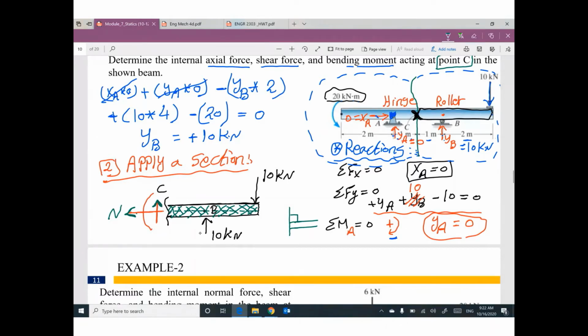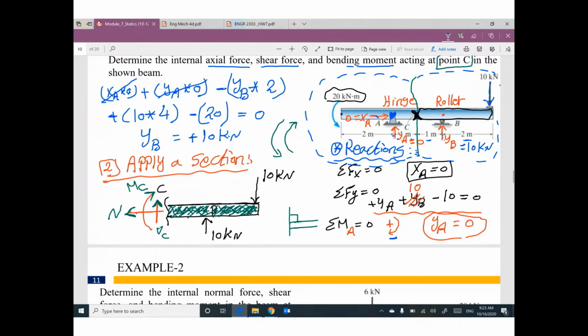V at C. The moment, I'm gonna assume this moment like this or like this. Your moment must make this part of the beam smile. It will be like this. MC.